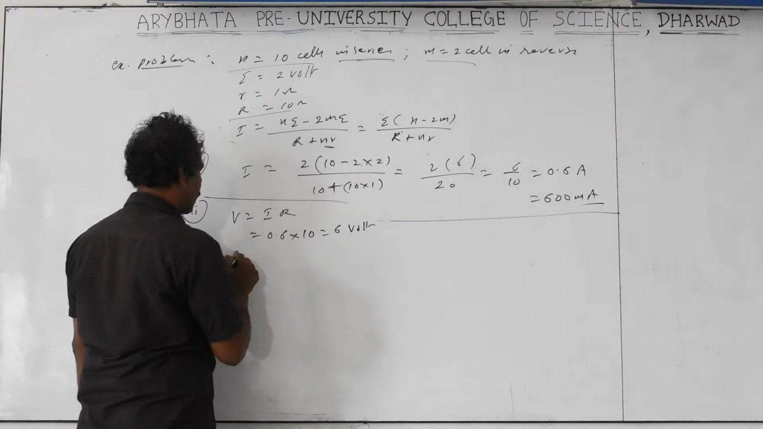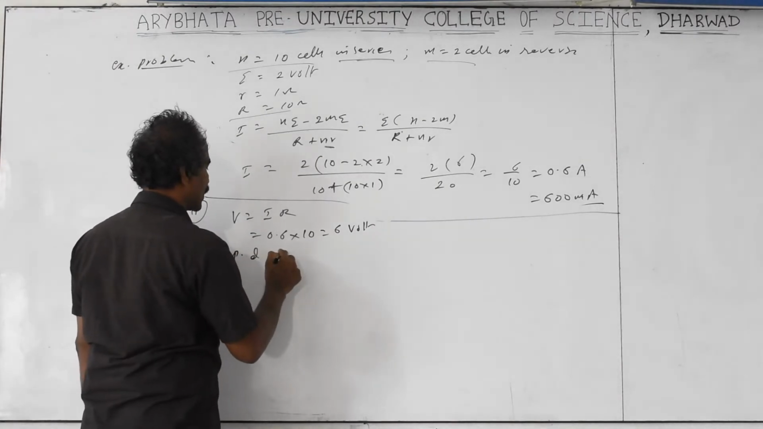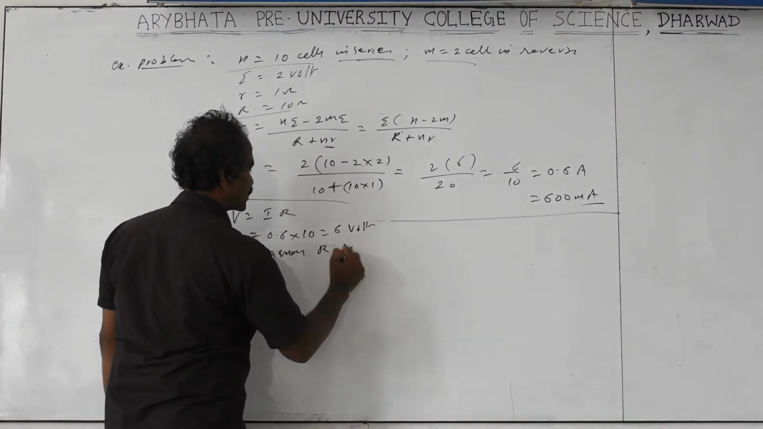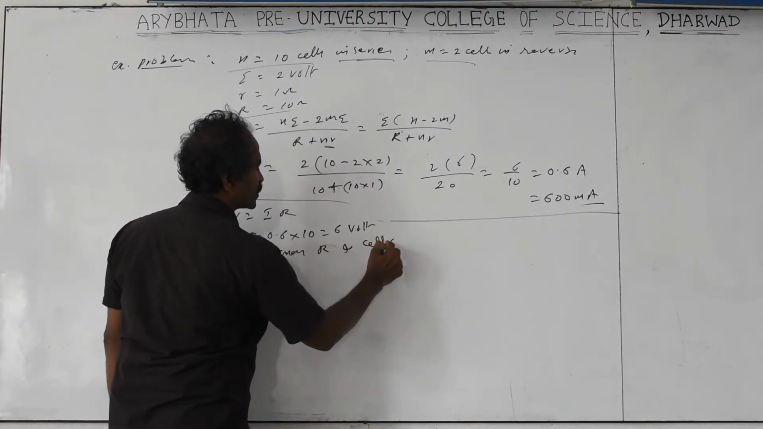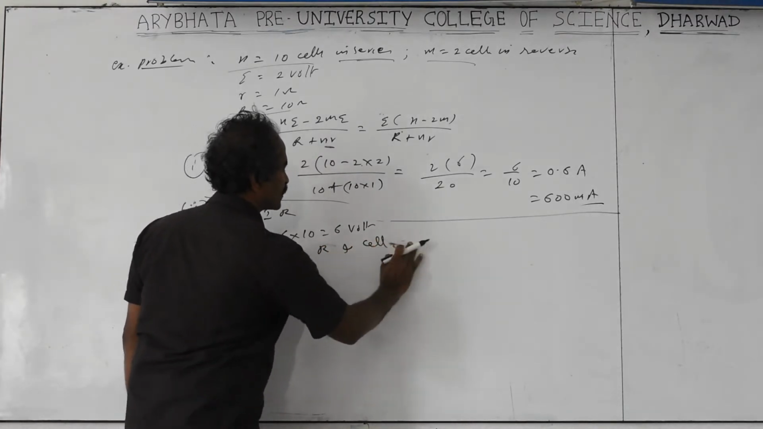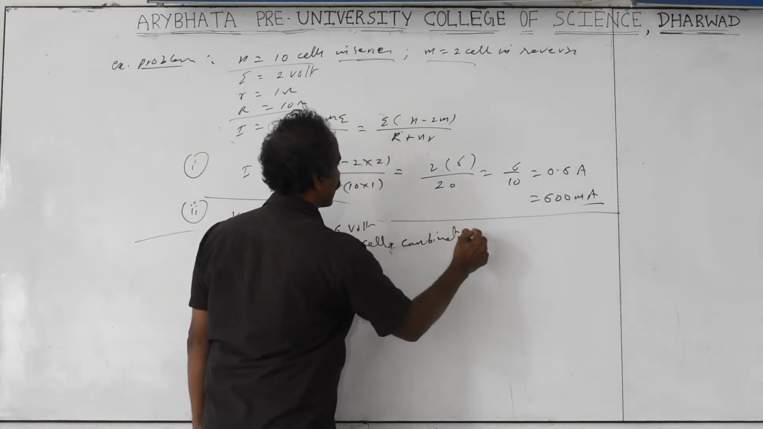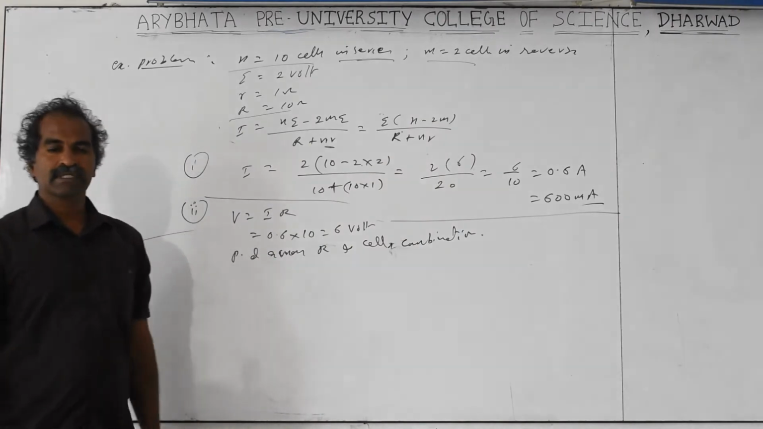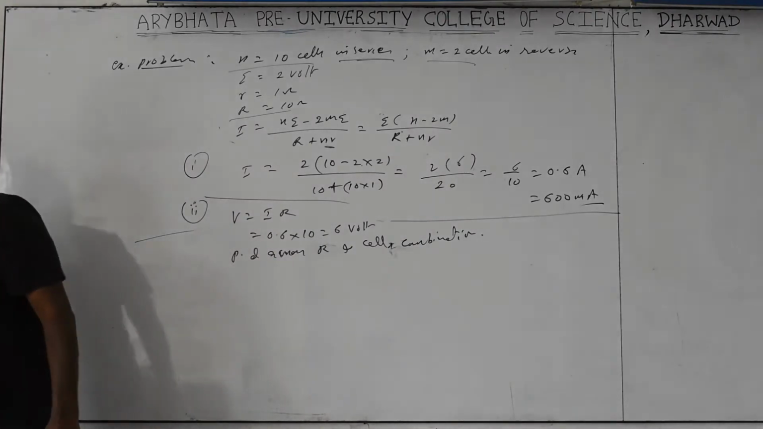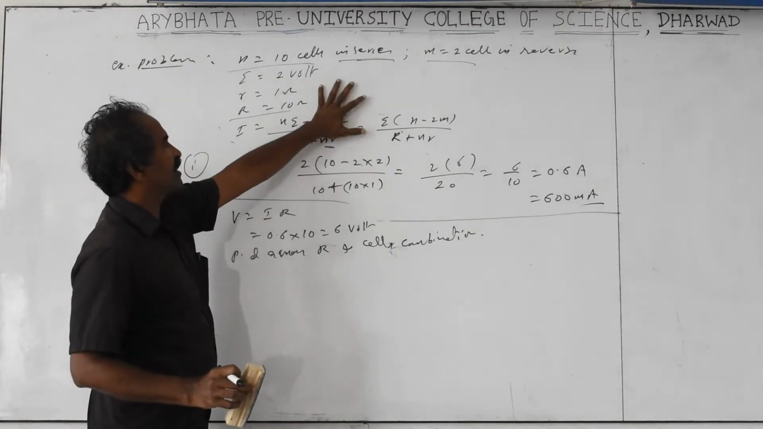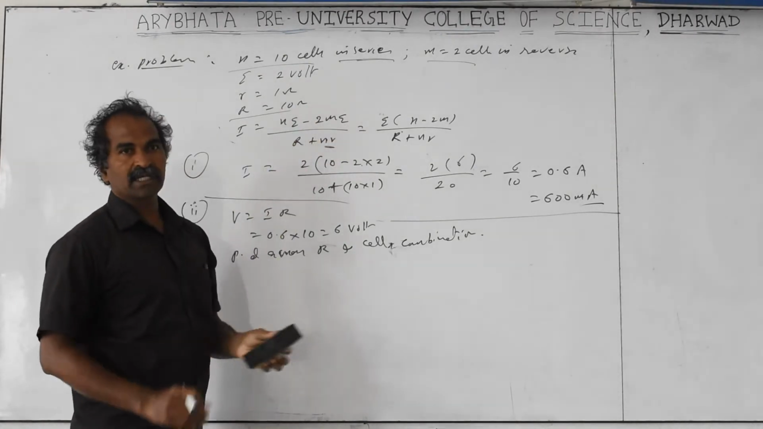Is the potential difference across R and the cells combination. So we have to be careful. In case the cells reversed is not given, then this part will handle it. Just take nE by R plus nr for the series combination.